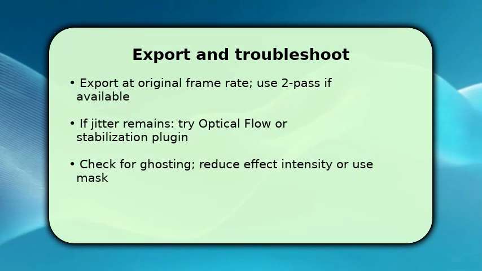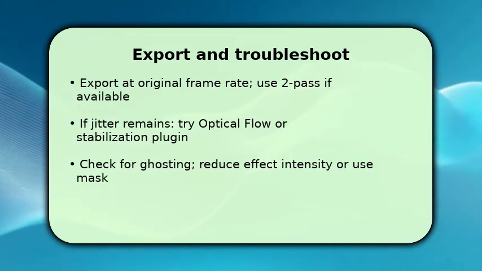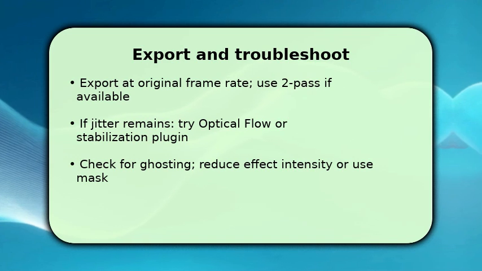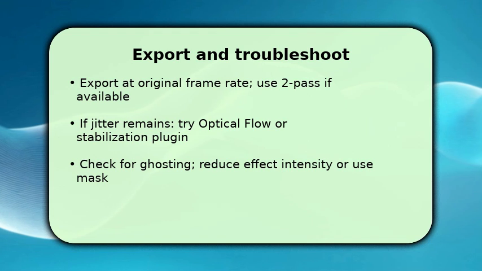To finish, export at the clip's original frame rate to avoid introducing new artifacts. Choose 2-pass encoding if you want cleaner motion. If you still see jitter after smoothing, switch to optical flow or add Capcut stabilization filter for positional correction.